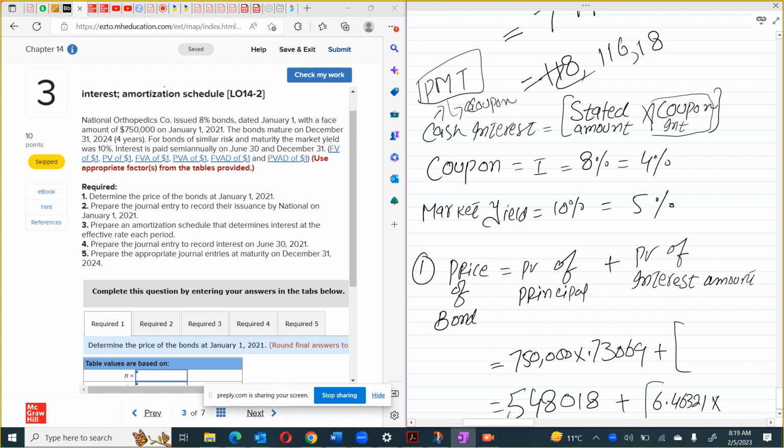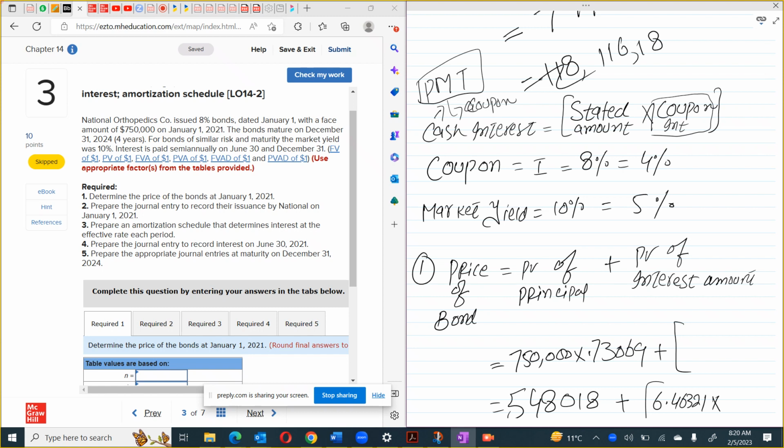If they ask you to calculate the coupon amount, what will you do? You will multiply the stated amount with the coupon interest rate. Remember, the coupon rate is only used in the calculation of cash interest. However, if you want to calculate the present value or future value, you will use the market effective interest rate. So remember one thing, because it is very important: if you do this the opposite way, the answer will obviously be totally wrong. So be careful.